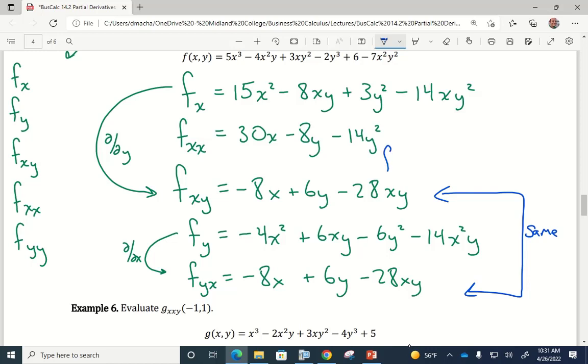The one thing we haven't done yet is the second derivative with respect to y. So I just start from fy and take the derivative with respect to y, and that's going to give me 6x minus 12y minus 14x squared.